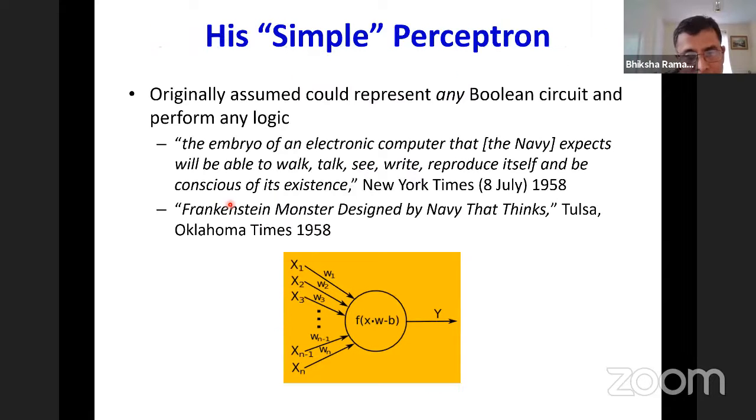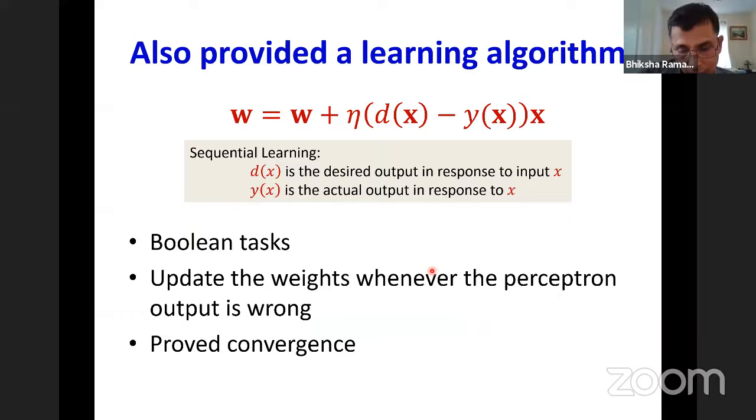The problem was Rosenblatt, who was a hyper-optimist, kind of overstated it. So he assumed that this little unit could represent any Boolean circuit and perform any logic. And so you had articles like these which said, the embryo of an electronic computer that the Navy expects will be able to walk, talk, see, write, reproduce itself, and be conscious of its existence. This was the New York Times in 1958. Frankenstein monster designed by Navy that thinks, Tulsa, Oklahoma Times, 1958. You're not speaking of a neural network. You're speaking of just this one unit. Somehow the Navy that funded this work imagined that this one unit could do anything at all and solve all of the world's problems, which of course turned out to be a flawed hypothesis.